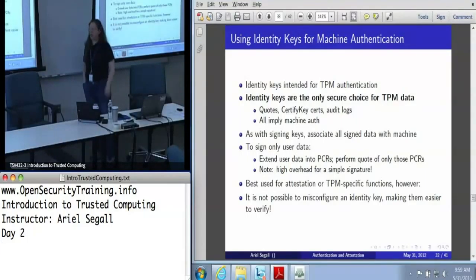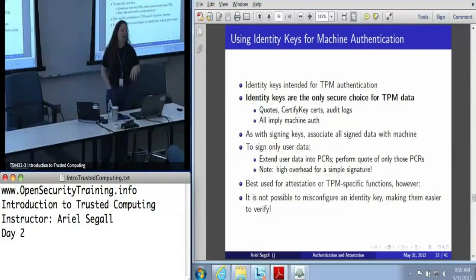So if you are only signing user data, you actually can do this with a quote by the simple expedient of extending user data into a PCR and doing a quote of only that PCR and ignoring everything else. This is awfully high overhead, given that you've got to include a nonce and so forth, but you can do it. But really where identity keys shine is attestation and the TPM-specific data formats.